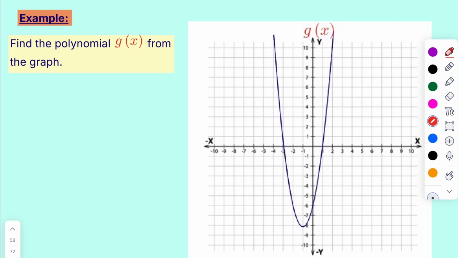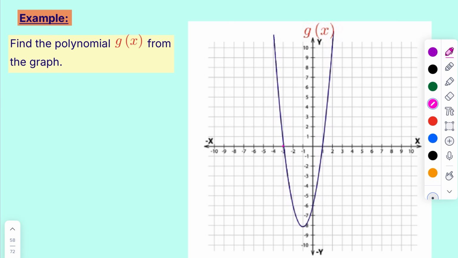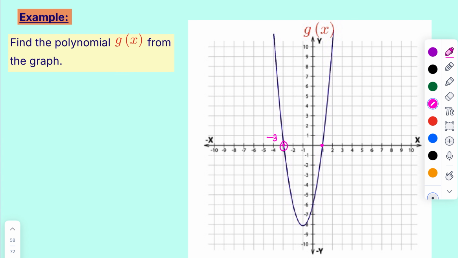Consider this important question. Let us solve it. Find the polynomial g of x from the graph. First we have to extract the information from the graph. Here this is the point where the graph cuts the x-axis, and here x is equal to minus 3. Here also the graph cuts the x-axis where x is equal to 1.